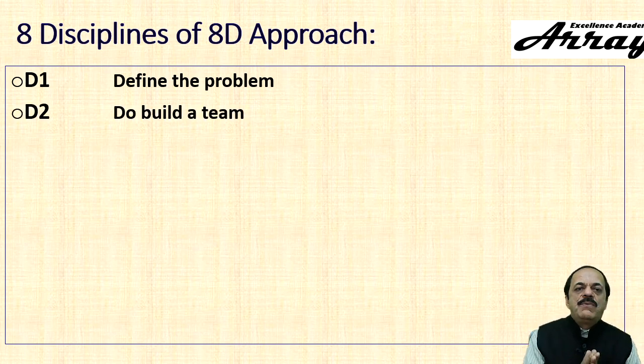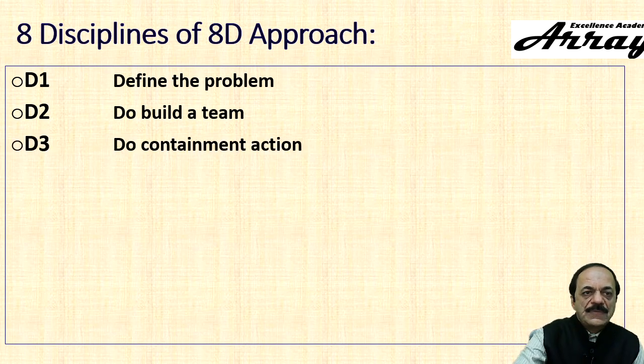Build a team. While building a team, together everyone achieves more. We should remember to build a CFT. What is CFT? Cross-functional team. People from different functional areas who have the knowledge of the problem come together and form a team for better analysis, better solutions. Third is do containment action.